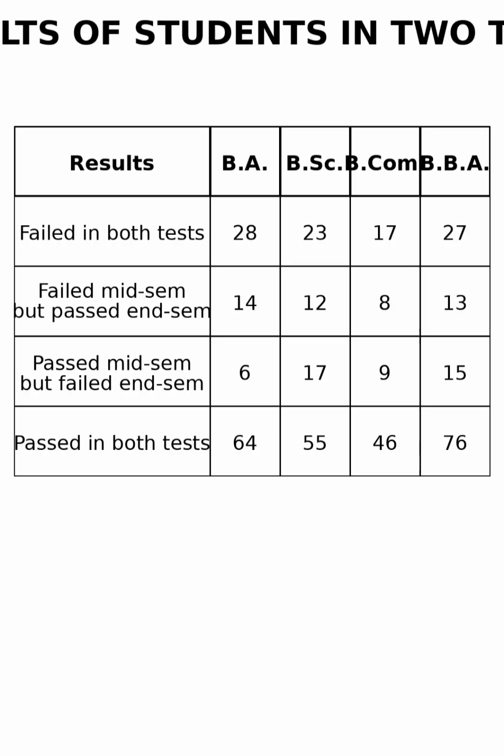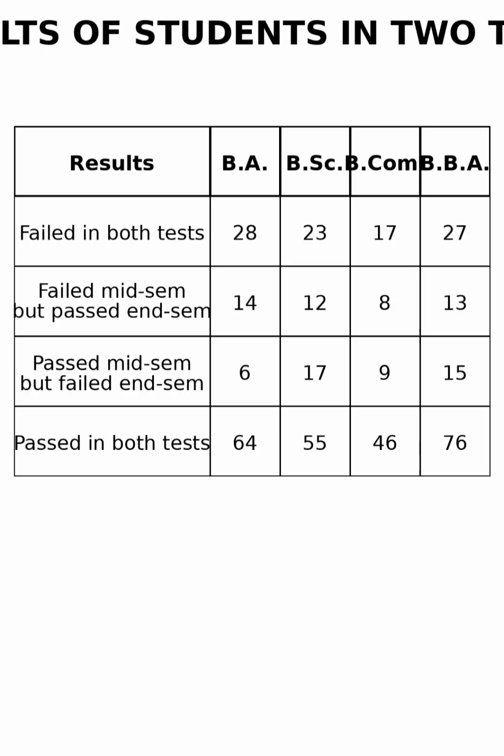Now come to the second row. Shows students who failed in mid-semester test but passed in end semester test. This means they improved later. For example, 14 BA students and 12 BSc students improved in the final test. Now come to third row. Shows students who passed in the mid-semester test but failed in the end semester test. This means their performance went down later. For example, 6 BA students and 17 BSc students could not pass the final test.